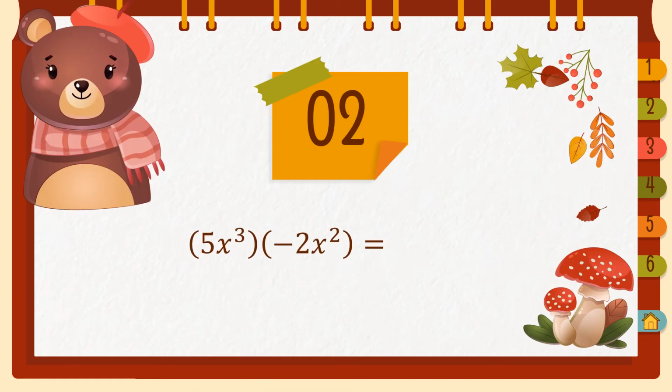Quantity 5x cubed times quantity negative 2x squared. So, multiply muna natin yan. So, magiging negative 10. Tapos, ito po, x cubed at saka x squared. Parehas ulit sila ng base. So, we need to add the exponent. So, that will become negative 10x raised to the 5th power.